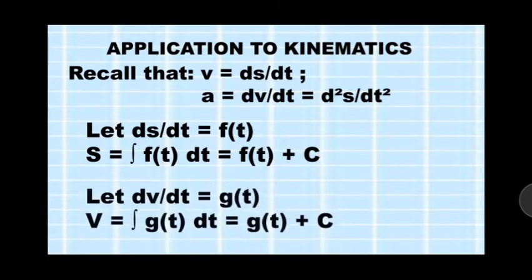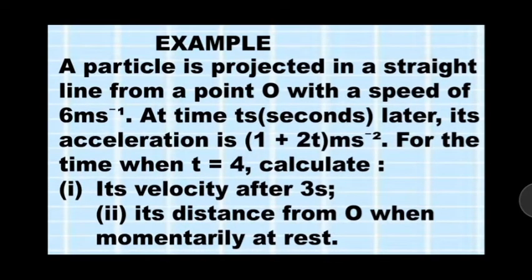Now let's look at that of acceleration. Let our acceleration be dv/dt, which is g of t. If I integrate that dv/dt, I have a velocity, I have a v. And that will give us the integral of g of t, plus c. Good. Let's look at an example. So take note of what I just told you. When you integrate ds/dt, you will get s. When you integrate dv/dt, you get velocity. Good. So we have this question on the board.